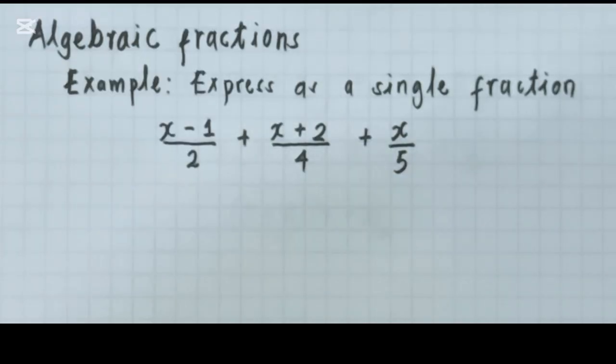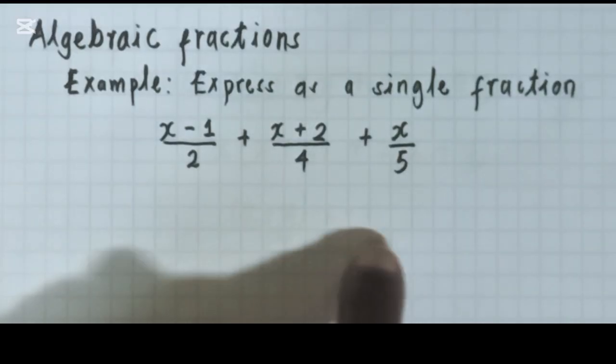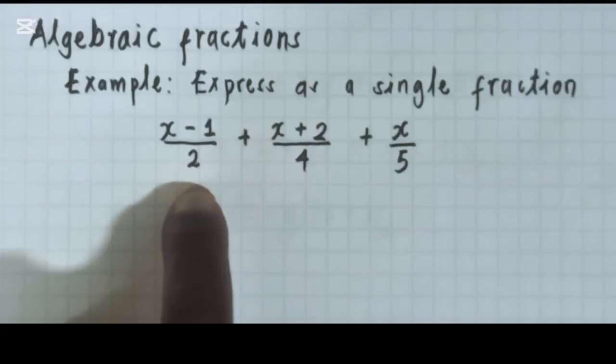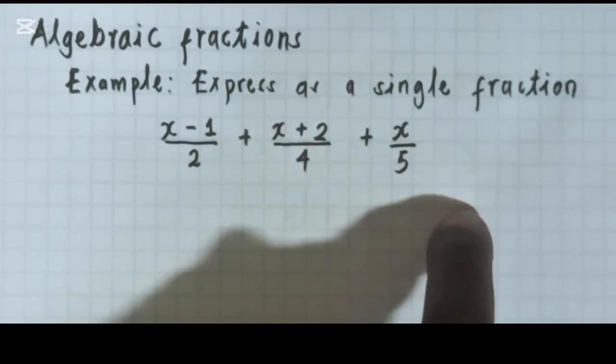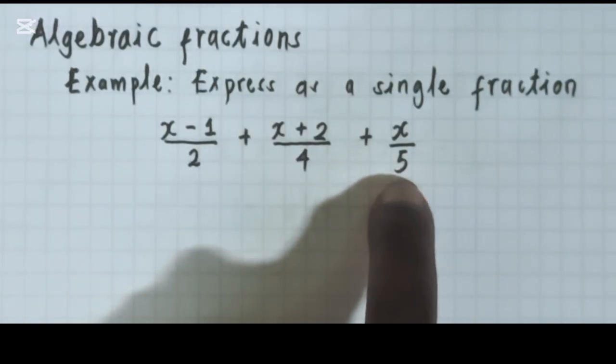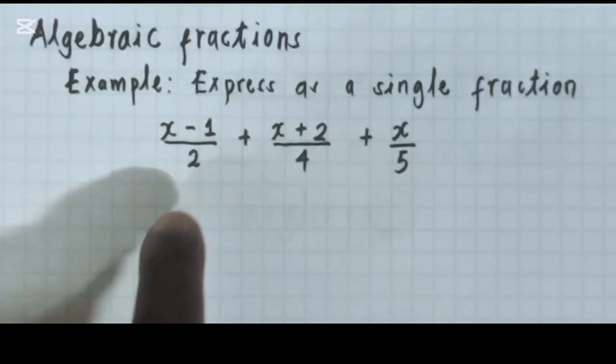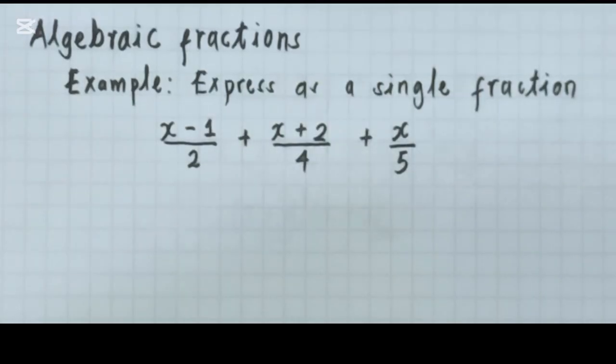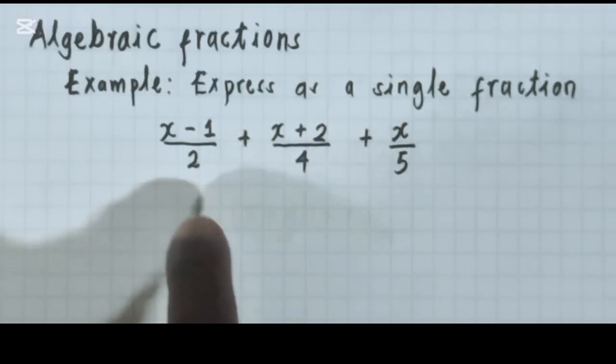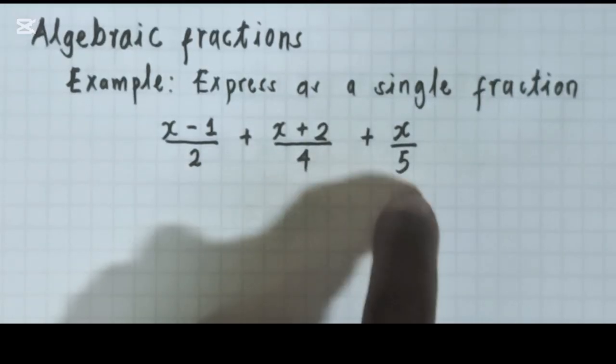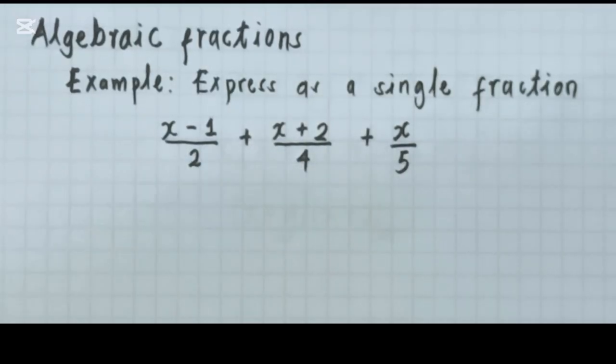Just like any other problem that involves fractions, we are going to start by finding the LCM of the denominators of these fractions. Note that the denominator here is 2, the denominator here is 4, and the denominator here is 5. So finding the LCM of 2, 4, and 5 will be our first step, and we already know that the LCM of 2, 4, and 5 is going to be 20.